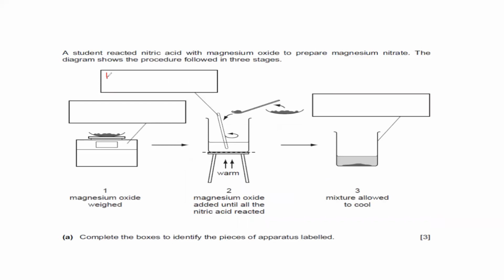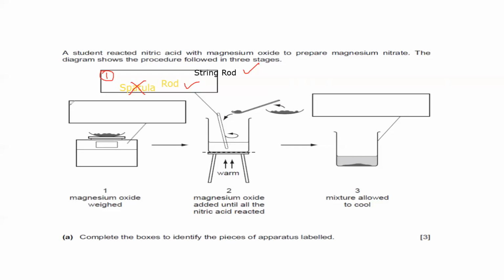Okay, label the apparatus for box 1. What is the name of the apparatus for box 1? It's not a spatula. Stirring rod, or you can also say rod, or a glass rod. If you want to stir the mixture, we use this. This is a spatula.